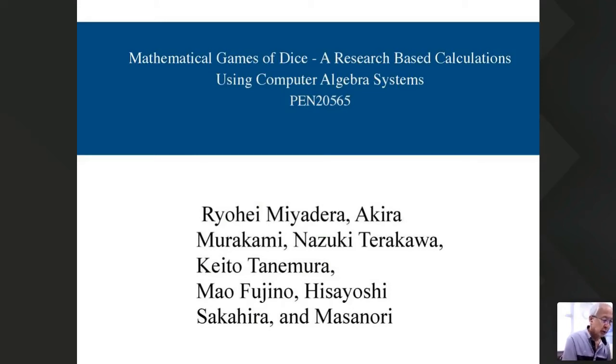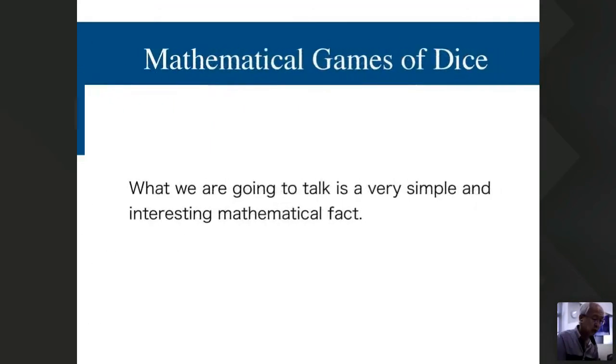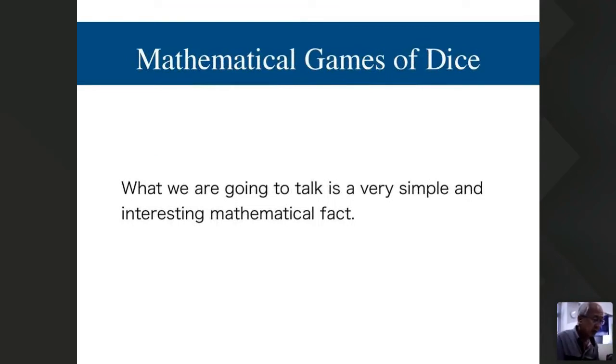We are Ryohei Miyadera, Akira Murakami, Nazuki Terakawa, Keito Tanemura, Mao Fujino, Hisashi Sakahira, and Masanori Fukui. We are from Japan, and we are quite a unique group. Two of us are researchers, and others are high school students. We are going to talk about the mathematical game of dice. What we are going to talk about is a very simple and interesting mathematical fact.